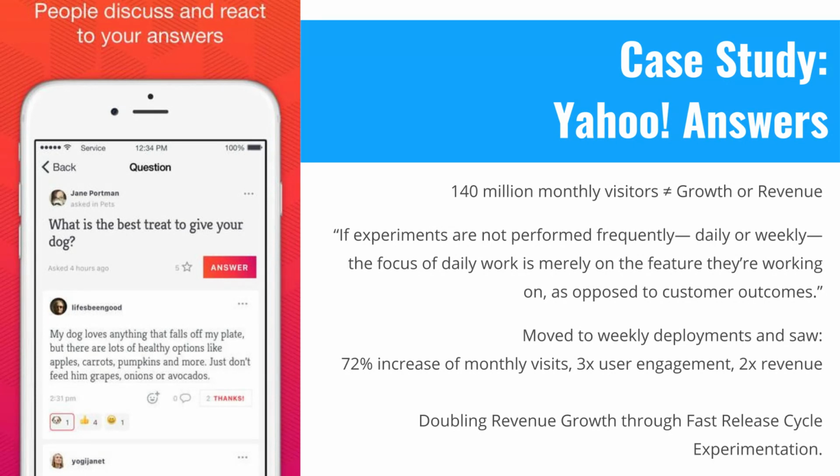They found that if new feature experiments were not performed frequently, as in daily or even weekly, the focus of daily work was on the feature as opposed to customer outcomes. They moved to weekly deployments and saw a 72% increase of monthly visits, 3 times user engagement, and 2 times revenue. Ultimately, they doubled revenue growth through fast release cycle experimentation. To continue their success, they focused on optimized metrics.